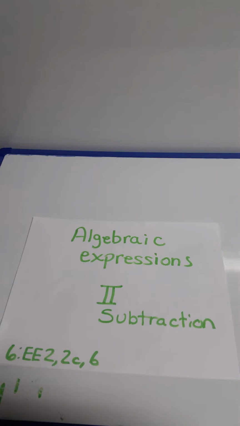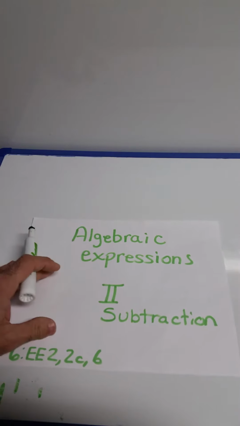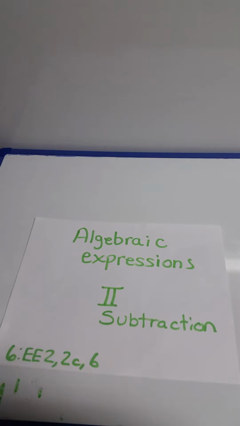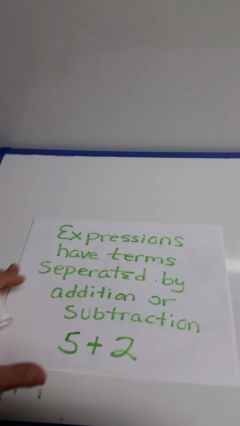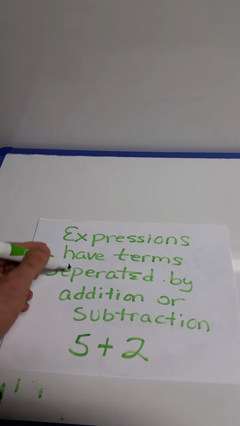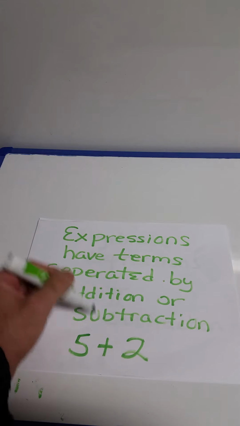Okay, here's our second video on expressions, and we're doing algebraic expressions, which have variables, and we're going to be doing subtraction. So again, expressions have terms. We know expressions do not have equal signs. So what do we mean by terms? They're separated by addition and or subtraction.